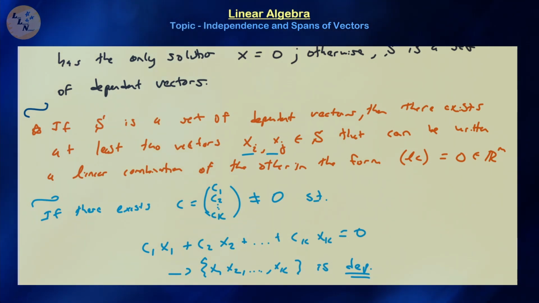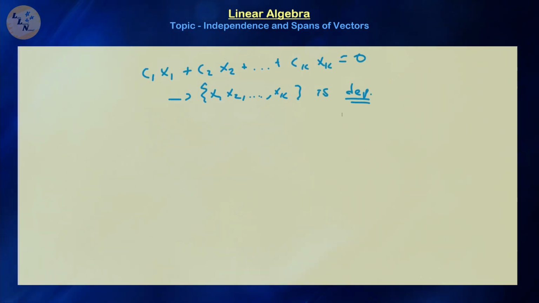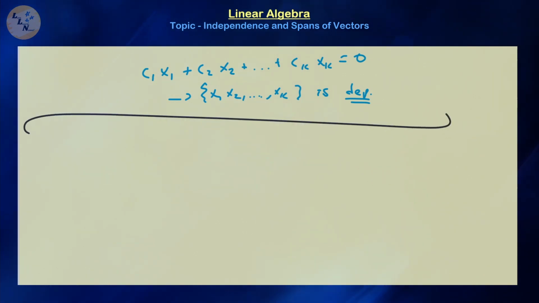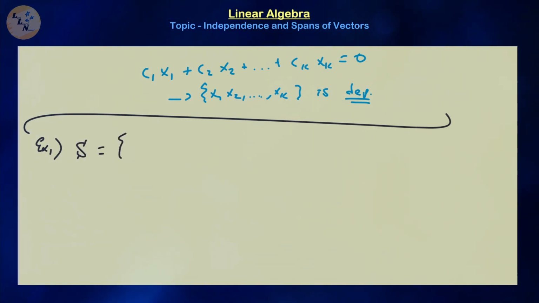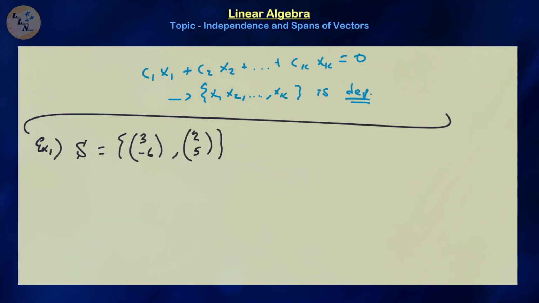So that's pretty much what we're going for here. Let's look at a couple examples to see if we understand what these definitions actually say, because sometimes it requires a bit of practice to understand, especially when it becomes a little bit more abstract. Let's consider the set of vectors S, which consists of 3, minus 6, 2, and 5. So is this set a set of independent vectors, or is it a set of dependent vectors?